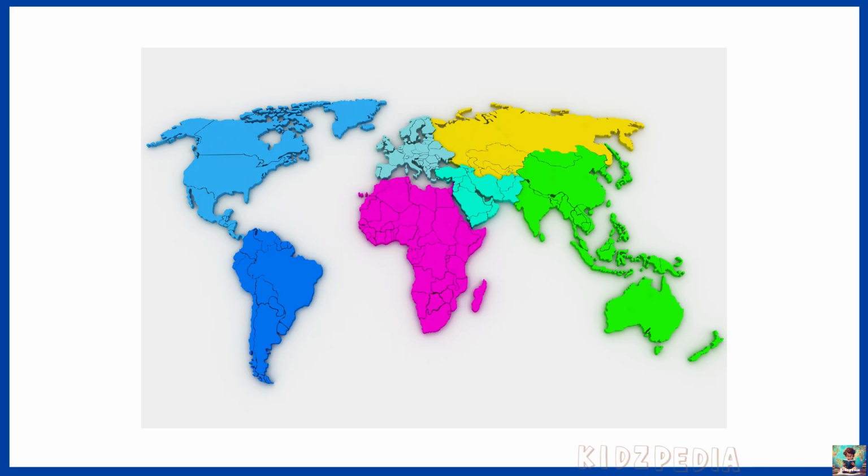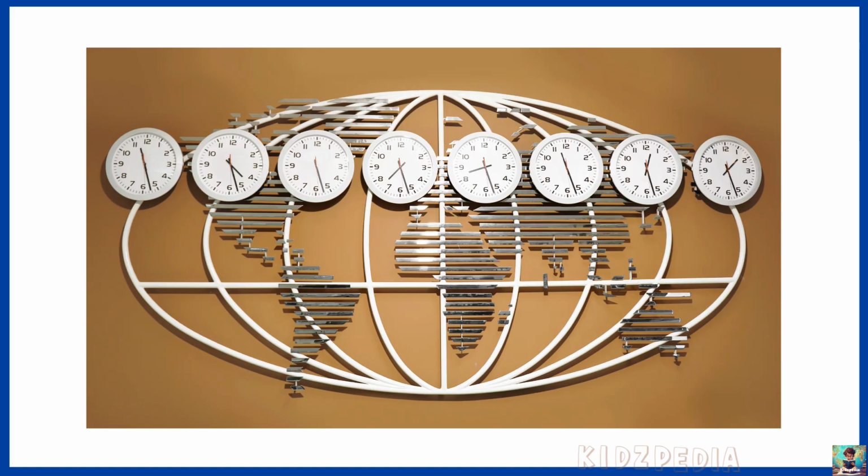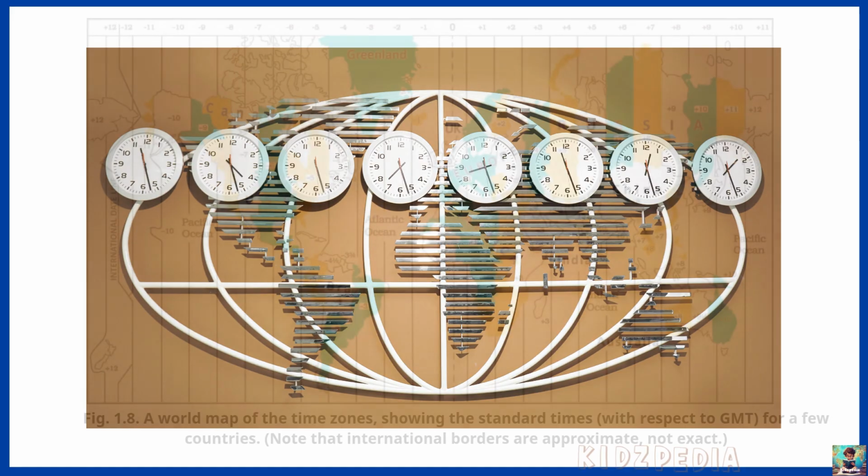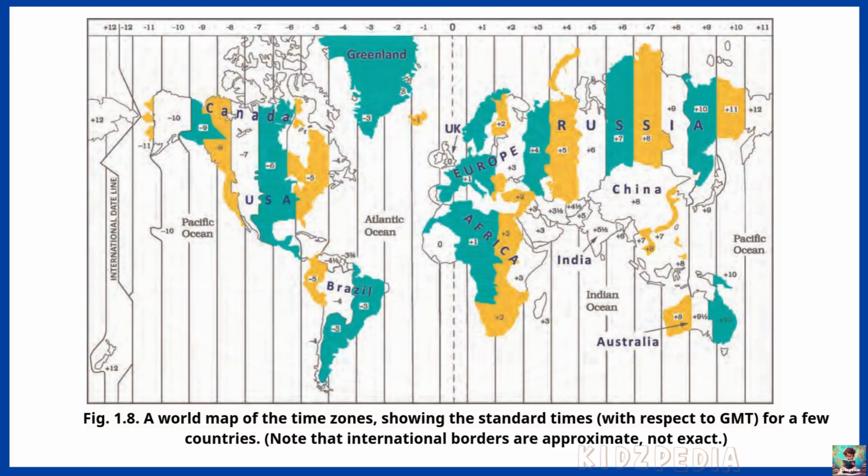So, do all countries have one standard time? No. It might seem like every country uses just one time for the whole country. But some countries are so big that the sun rises and sets at very different times in different parts of the country. So, using just one standard time wouldn't work well. It would be too early in some places, too late in other places. Some very large countries use more than one time zone.